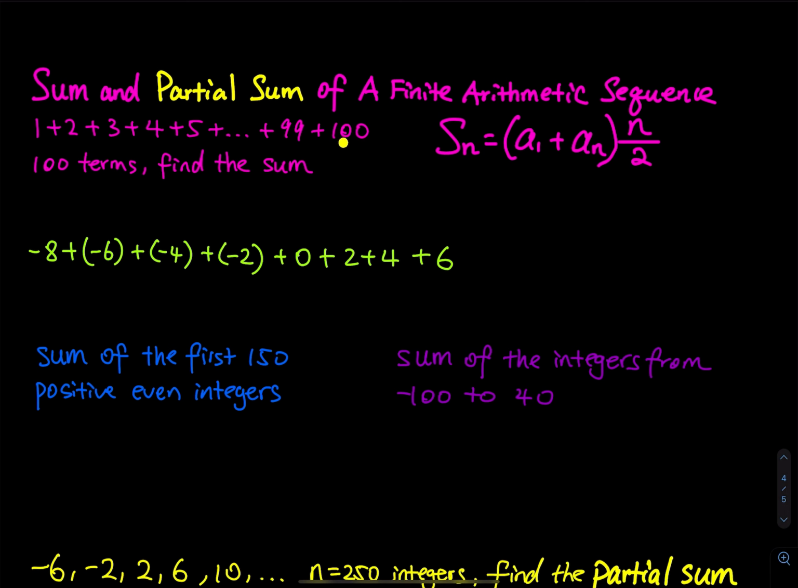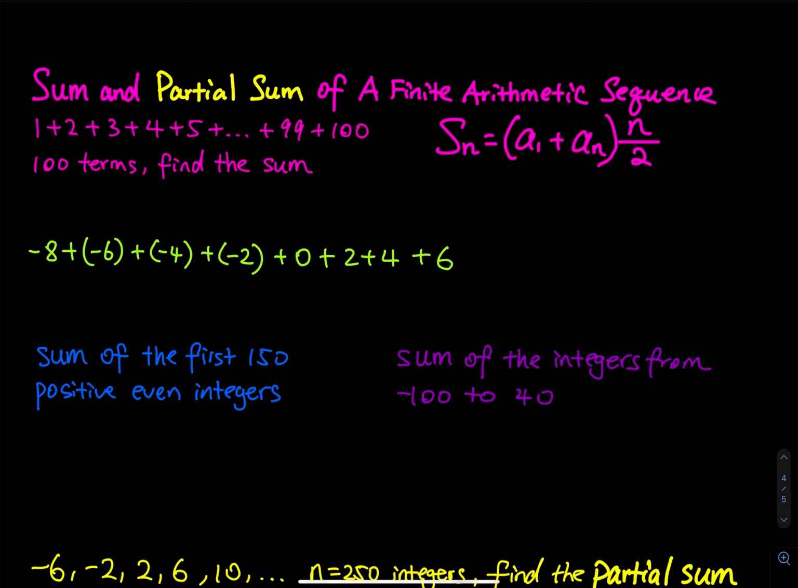So what most people will do is they will go by pairs. 1 plus 99, 2 plus 98, 3 plus 97, 4 plus 96, 5 plus 95, and so on and so forth. And then you count the number of pairs. After you count the number of pairs, each pair is 100, right? And then you count the 50 pairs, and the sum is equal to 5050.